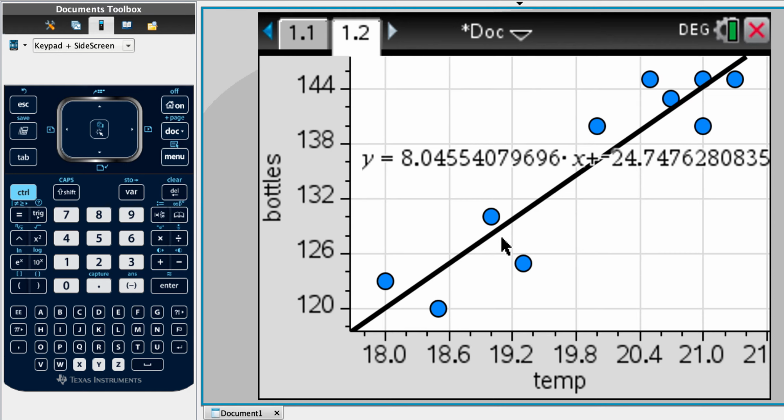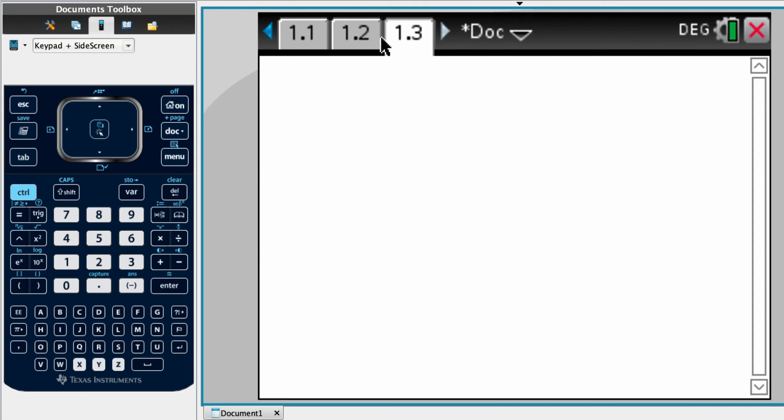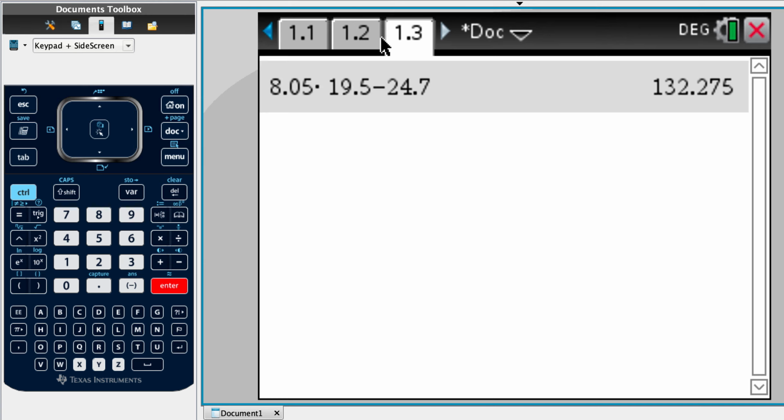is predicted to be 19.5 degrees. Estimate how many bottles of water should be stocked according to this regression line. So sadly, we can't eyeball it because our scale, 19.2, 19.3, no, so roughly around here somewhere, if we go up, we can't really eyeball these values. So we're going to have to add a calculator. We're going to type in 8.05, which is the gradient, times the temperature, which is 19.5, our x value, then take away 24.7. So our estimated number of bottles to be sold is 132.